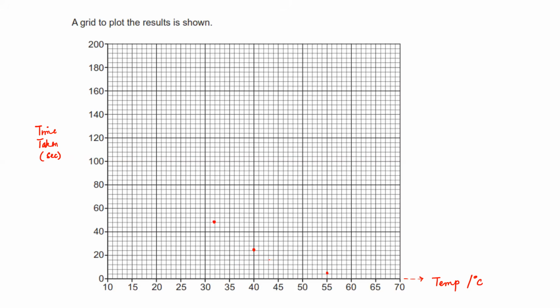Then we have 23 and the time taken is 90. So 23 and the time taken is somewhere here. 1, 2, and 3. This is 23. And then we have 20 and 150. So these are our spots. So first of all, we have to label the axis. We have labeled the axis. Then we have to plot the results on the grid. So we have plotted the results on the grid.